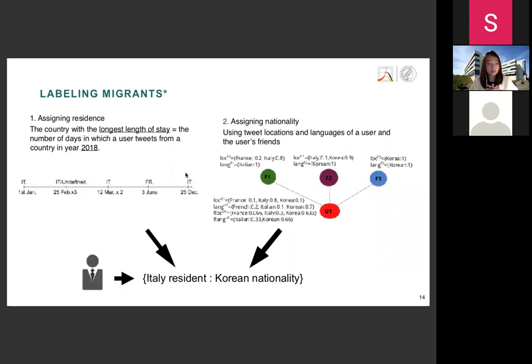For assigning nationality, we looked at the tweet locations and languages of the user itself and his friends. In this example network, you can see that the user tweets mostly from Italy, but tweets mostly in Korean.